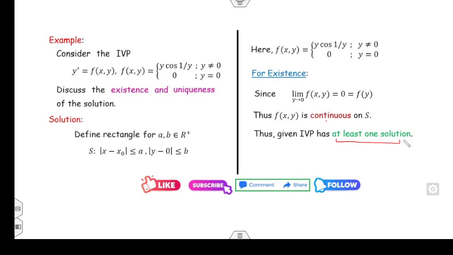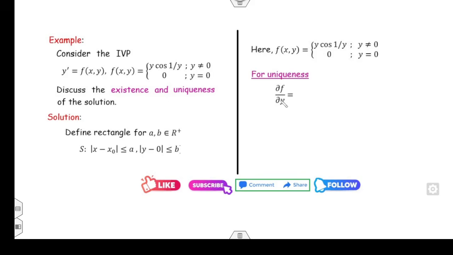अब क्या इसका यूनिक सोल्यूशन होगा? We will apply the Lipschitz conditions. Let's start with the partial derivative of f with respect to y. Fine. You can simply differentiate it: 1 into cos 1 over y plus y, cos will be minus, fine, into 1 over y square. So that will be cos 1 over y minus 1 over y sine 1 over y.